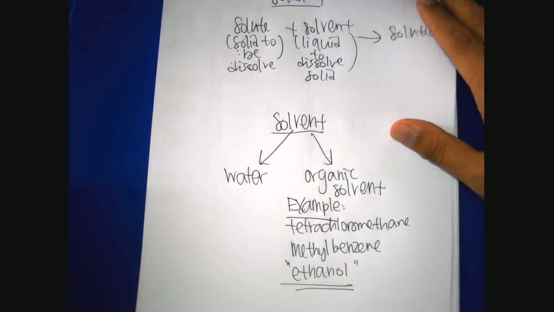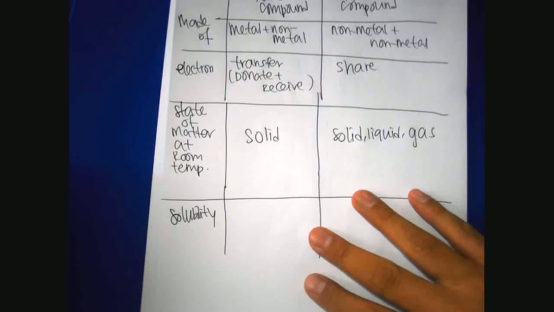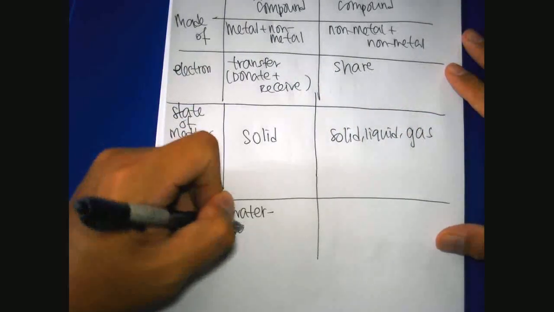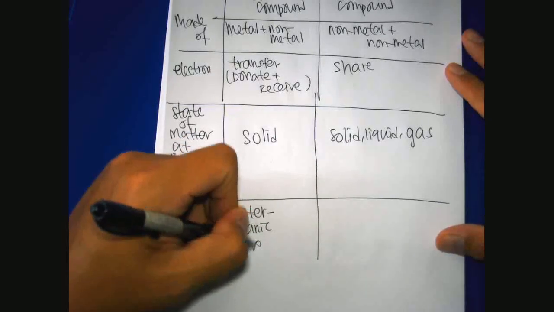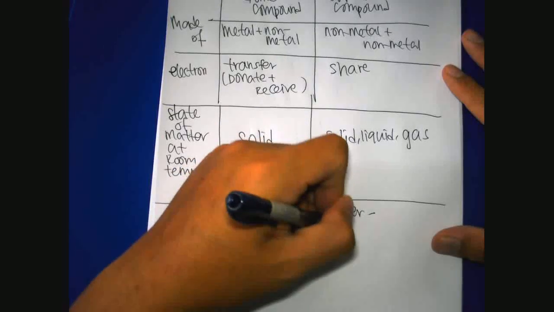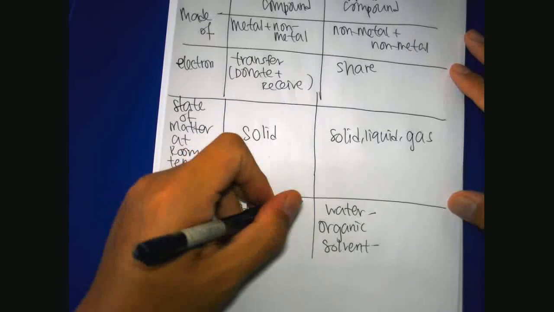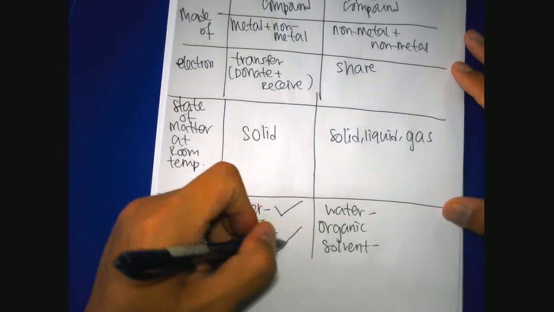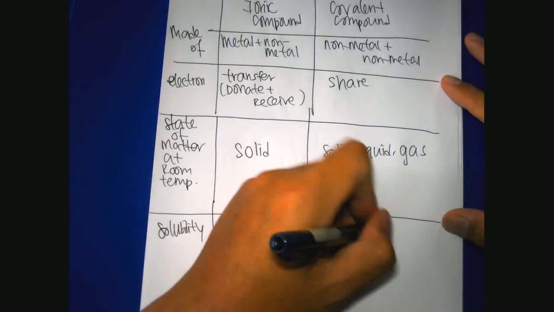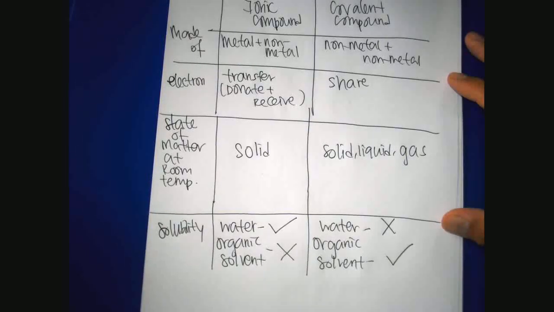Now come back to our study. When it comes to solubility, you must know the solubility in water and also the solubility in organic solvent. Ionic compounds are soluble in water, but they are not soluble in organic solvent. For covalent compounds, everything goes opposite. They are insoluble in water and they are soluble in organic solvent. So this is very important.